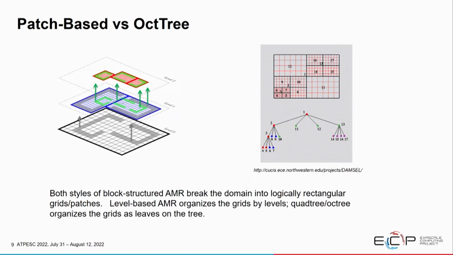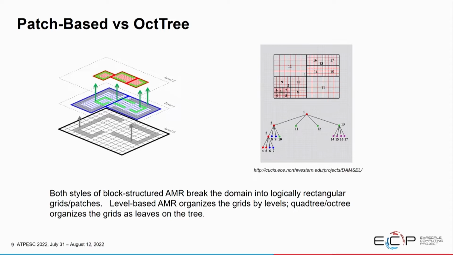So you get this quad-tree pattern. Again, both styles break it into logically rectangular packages. We tend to organize by levels. Again, a level is a constant delta x. So delta x equals 1 is a level, delta x equals a half is a level, delta x equals 0.25 is a level. We organize by levels.